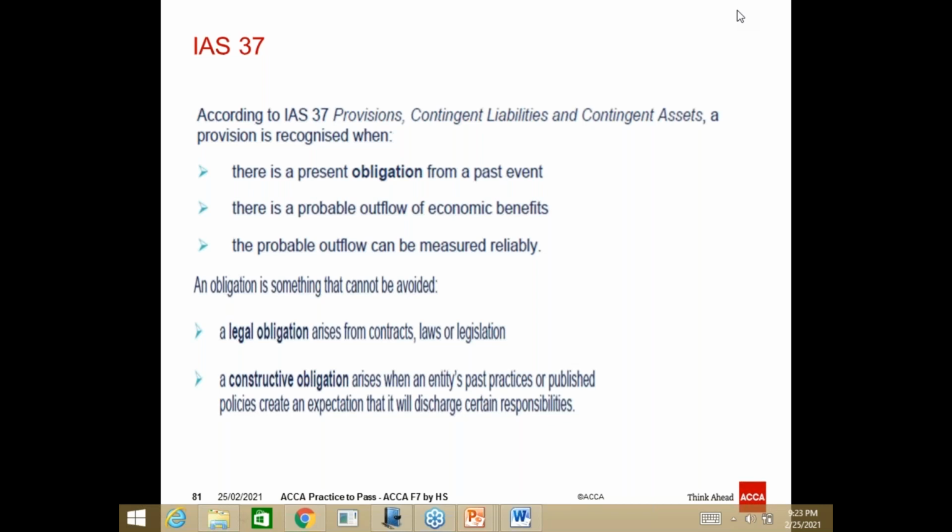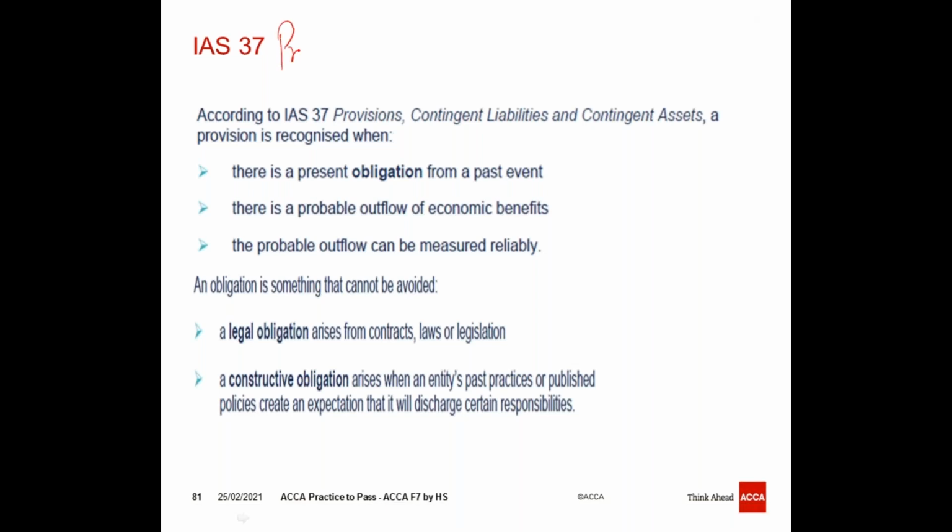IAS 37 is mainly about provisions. Provision means a liability with uncertain amount or time. So when the time period of the liability or the amount of the liability is uncertain, then you can say that this will be considered as a provision.